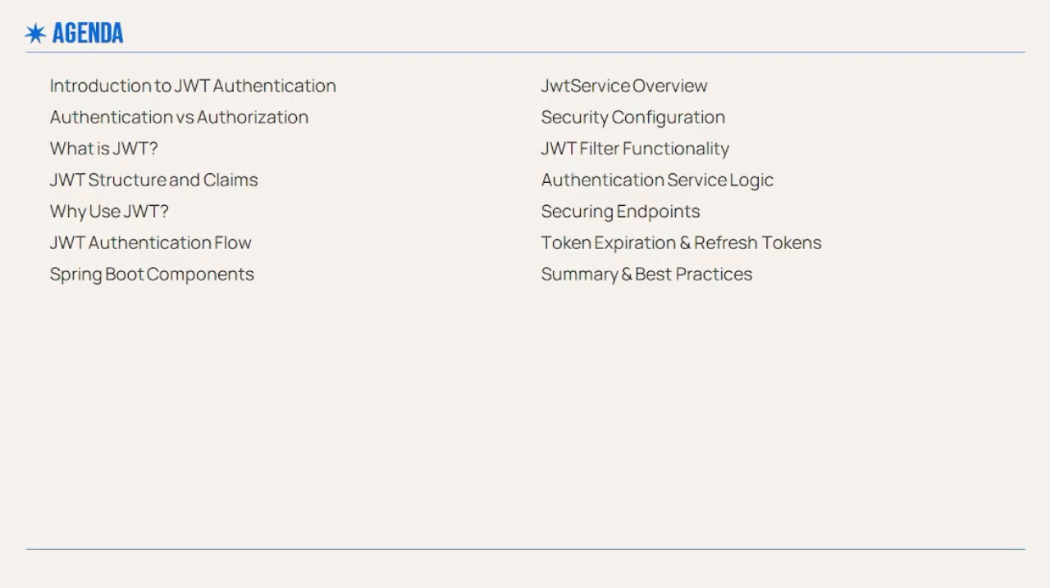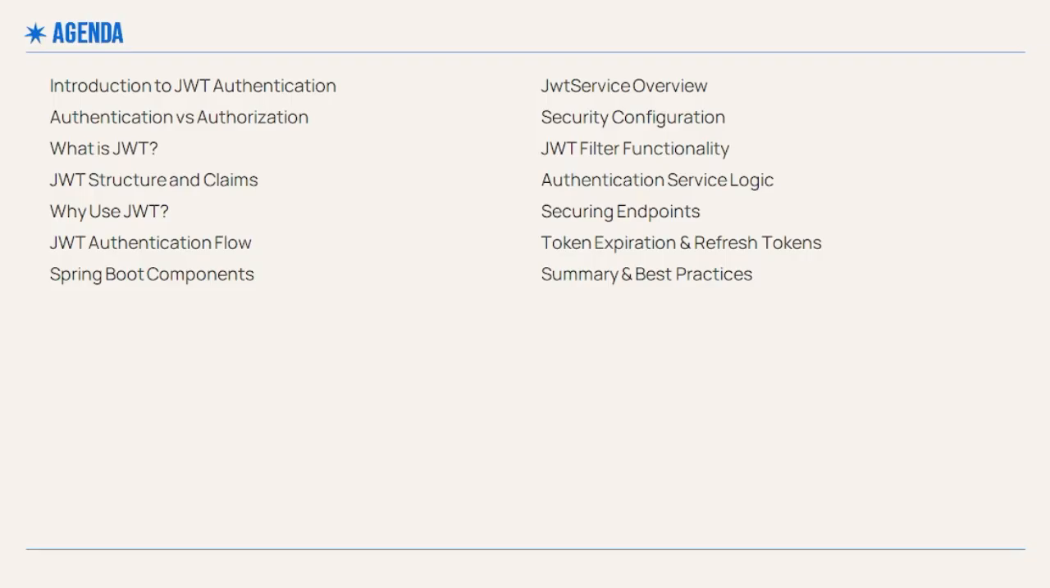JWT service overview, security configuration, filter, JWT filter functionality. As most of you are familiar with the servlet filter, similarly we can write our own filter using a JWT filter, where you can extract the username and put it in the context. Next is authorization service logic and securing endpoints. That means before calling any endpoint, you have to authenticate the user and check the permissions. If the user is authenticated and has the particular permissions, then only can you access the particular resource.